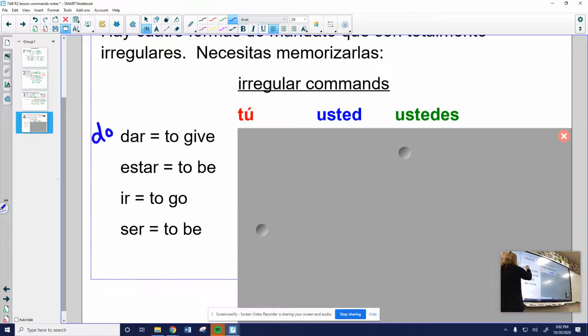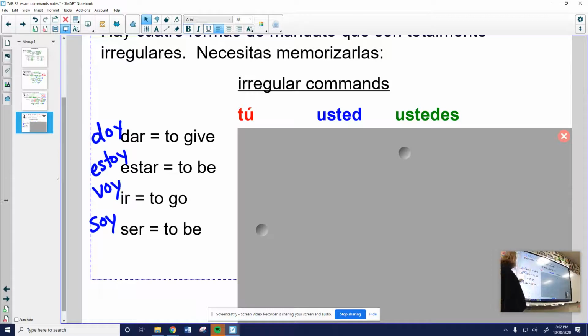Doy. Estoy. Voy. Soy. Are you seeing a pattern? So our rule doesn't really work. Go to yo, drop the O, add the opposite ending. Like what do we do with this random Y? It just doesn't really work. So these four verbs in Spanish have irregular command stems.